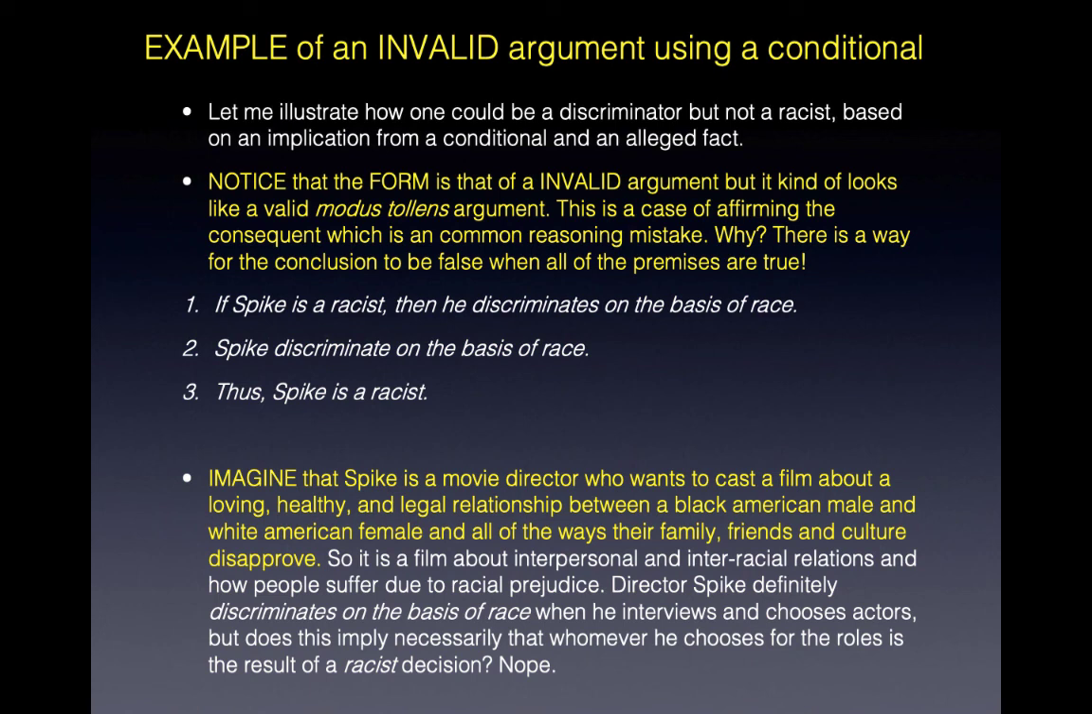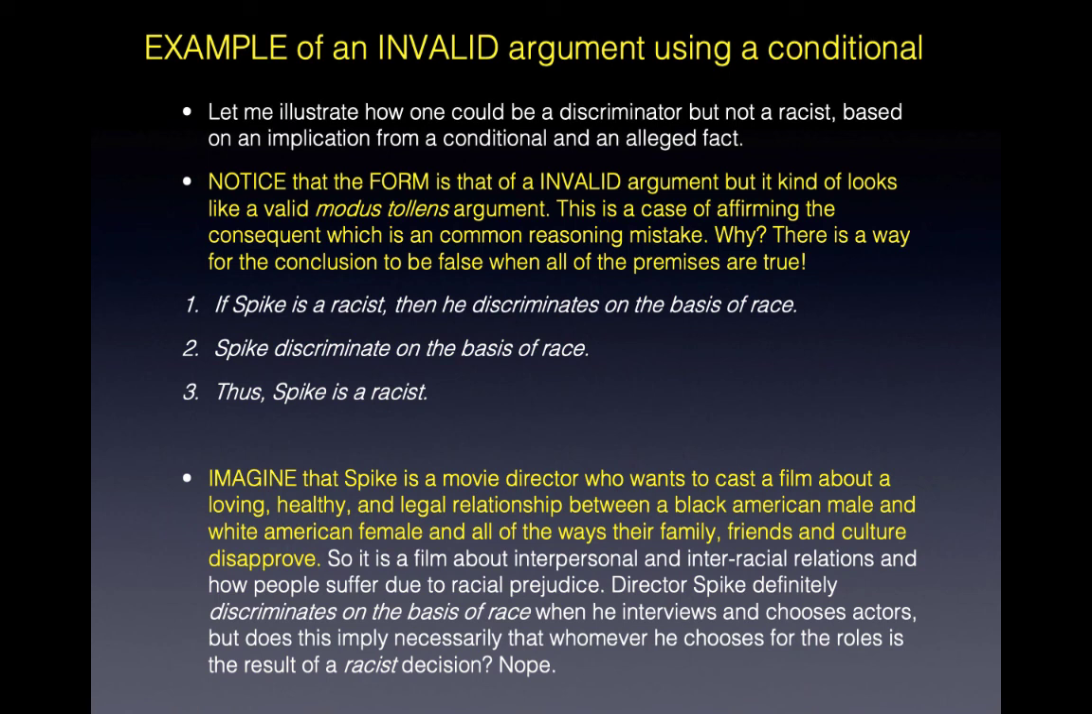So here's an example of an invalid argument using a conditional. I want to illustrate how you could be a discriminator on the basis of race, but not a racist, based on an implication from a conditional and an alleged fact. Notice that the form of this argument is invalid. It doesn't preserve truth. You could get a false conclusion from all true premises, but let me show you. It kind of looks like a valid modus tollens argument, but it isn't. It's a case of affirming the consequent. I said you can't do that. That's a typical bad reasoning mistake. It's called a fallacy, a formal fallacy. I'll talk more about fallacies in Chapter 3 coming up in the next lecture.